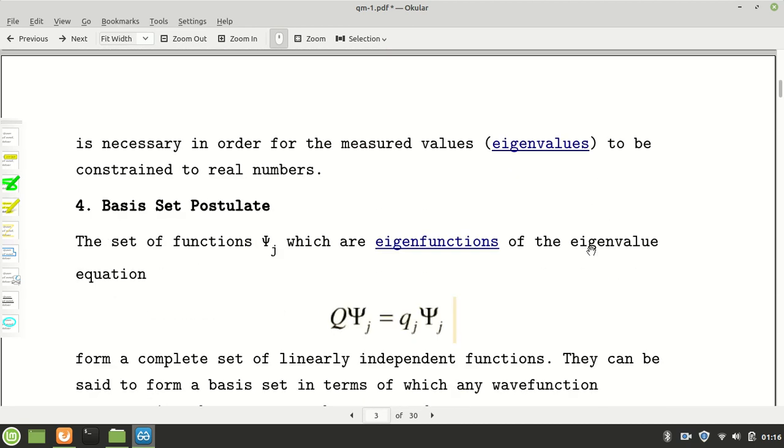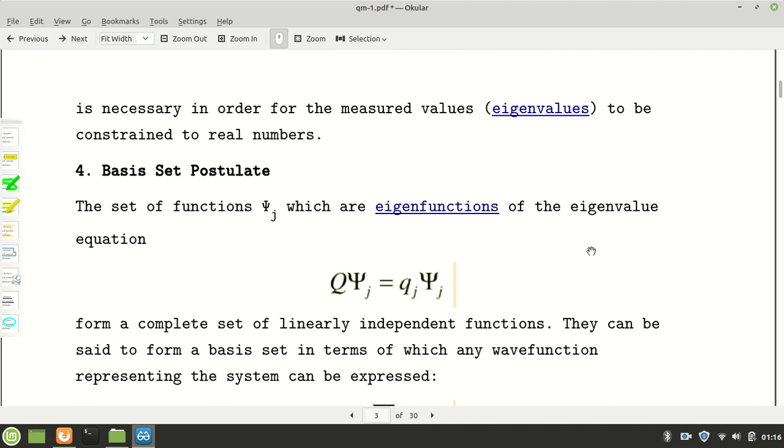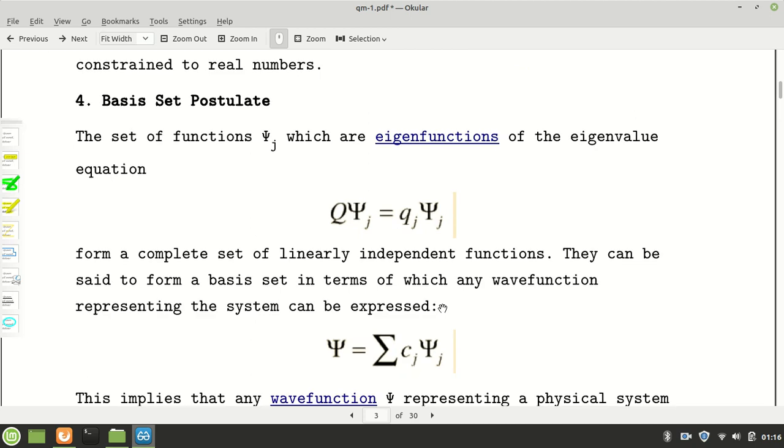The next one is the basis set postulate. What is that? This is a simple eigenvalue equation which I have talked about over here. Psi j is the jth wave function, the jth state. j can run from 1 to infinity, say. For any one state j, the wave function of the system is psi j. So the eigenvalue equation of the operator Q is Q psi j equals qj psi j. qj is the eigenvalue which can be determined in practical examples.